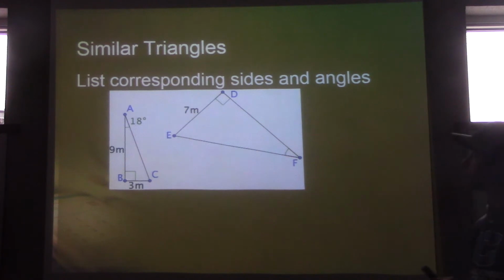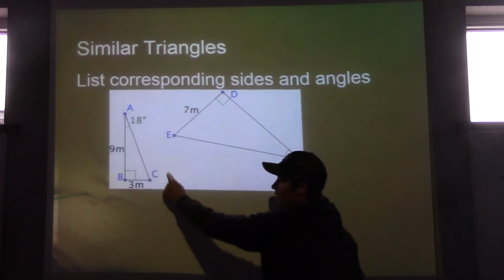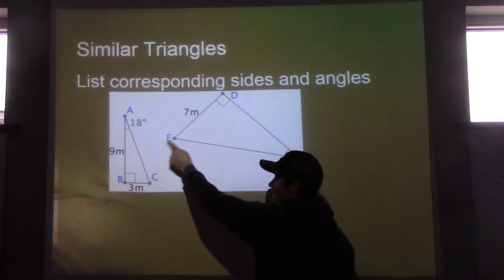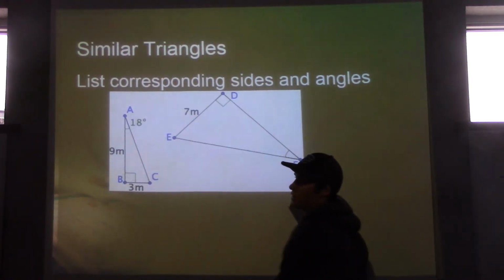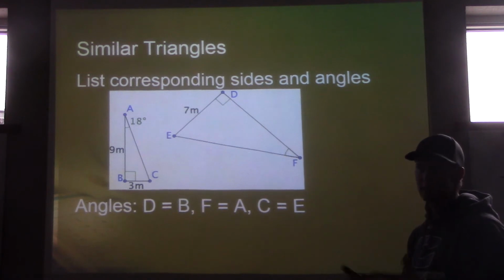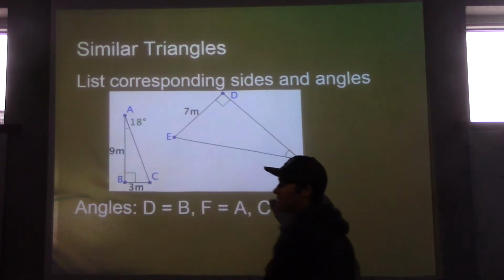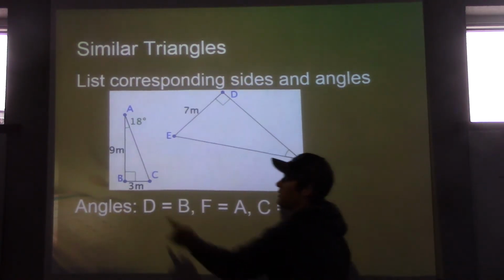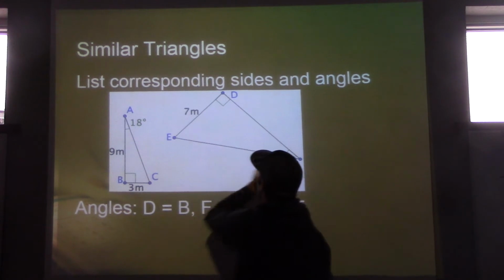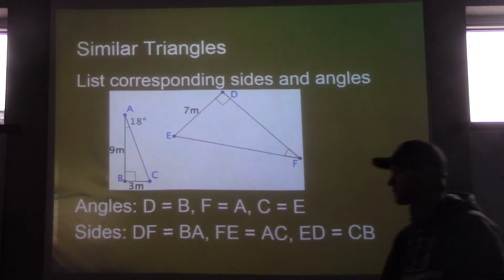So if I come here, we want to list corresponding sides and angles. So angle C, what angle does that go with in this figure? Well, angle C and E go together. B and D are equal to one another, and A and F would be equal to one another. Now, what sides are proportional to one another? Well, BC would go with DE because they're in the same position on the triangle. Then we'd say AB goes with side DF, and then lastly AC would go with FE. So we'd say that those are similar to one another. I should put similar signs between each one.